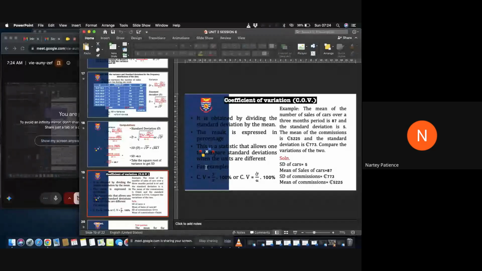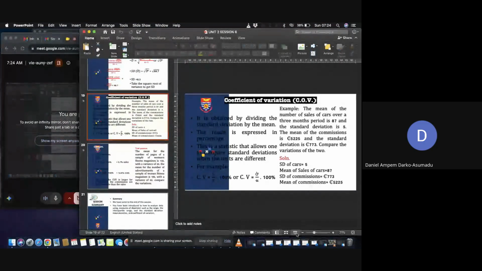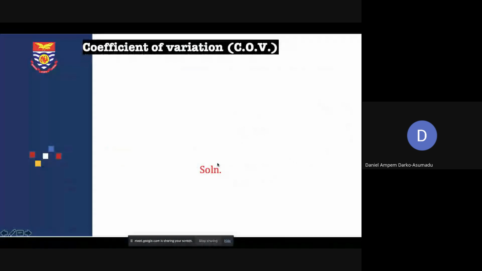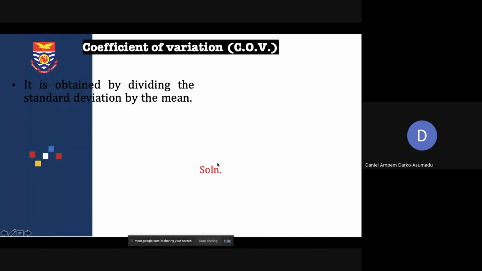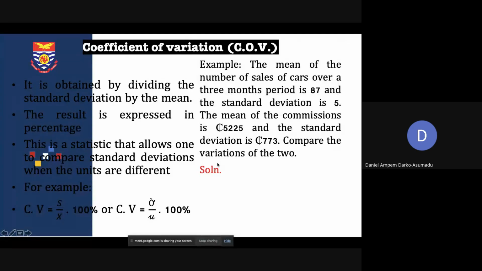Now let's go on with coefficient of variation. Then I think we'll be done for today. The coefficient of variation is obtained by dividing the standard deviation by the mean. The result is always expressed in percentage. This is a statistic that allows one to compare standard deviation when the units are different. So this is the formula: standard deviation over the mean times 100 is the coefficient of variation.